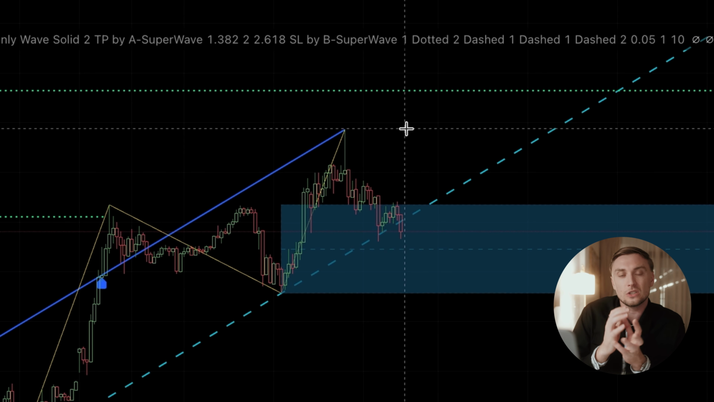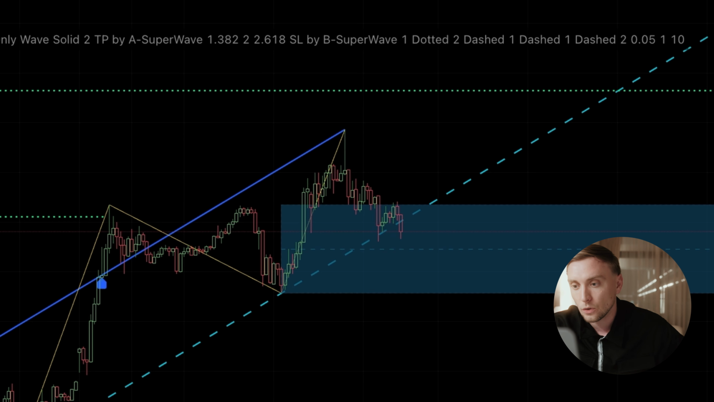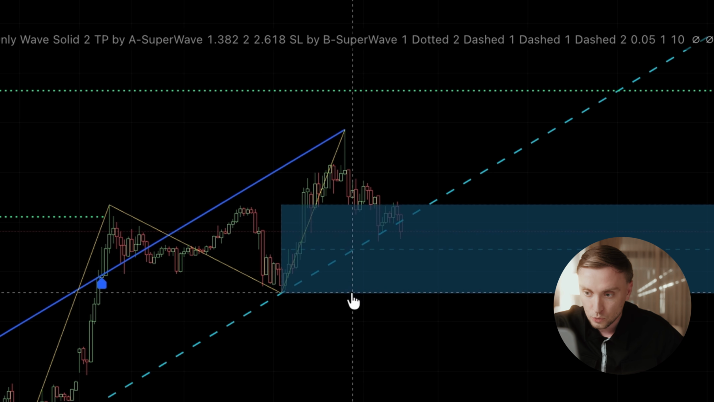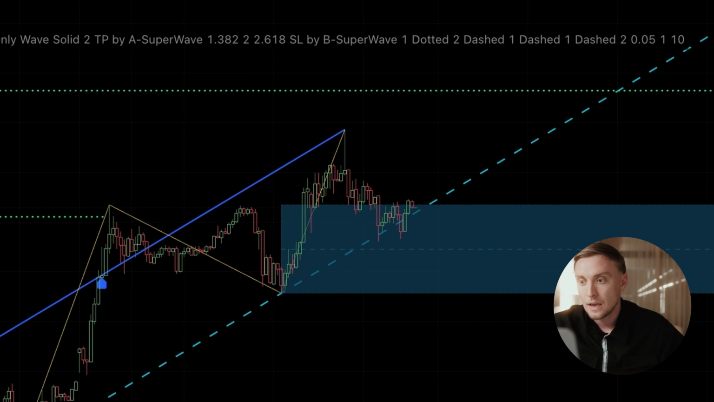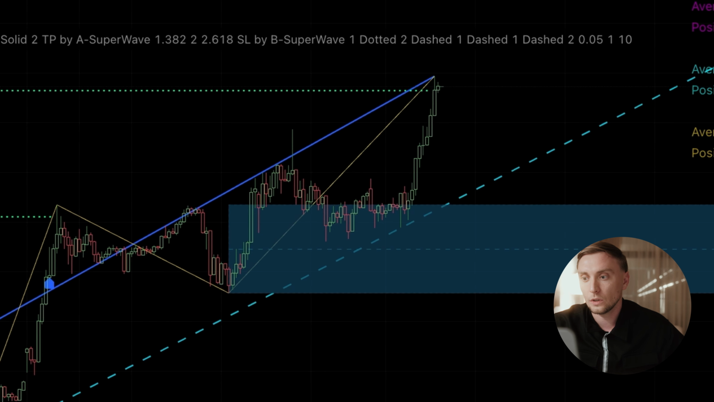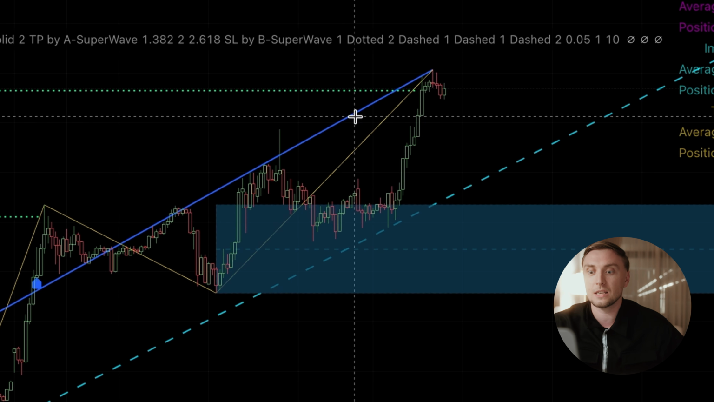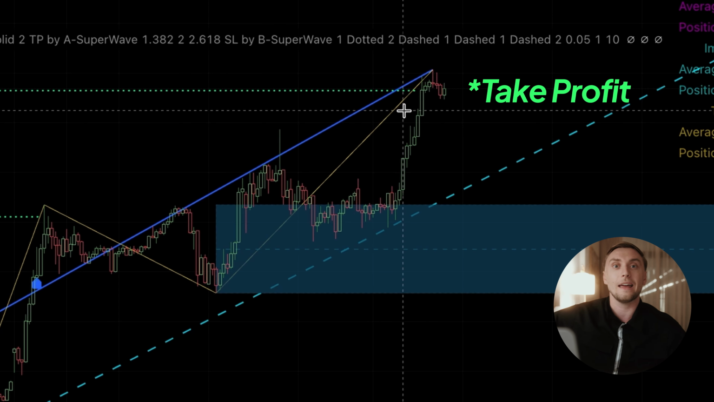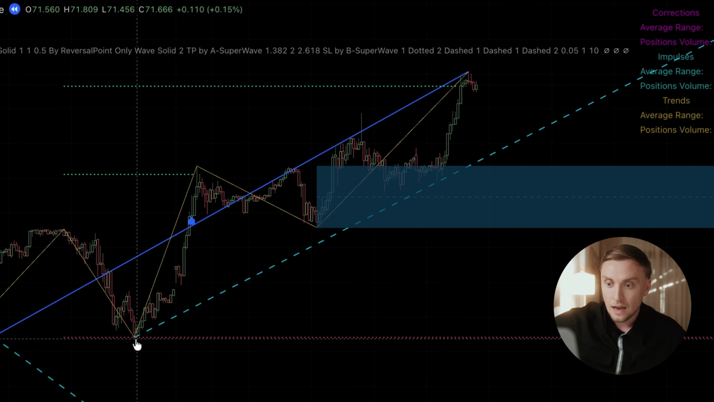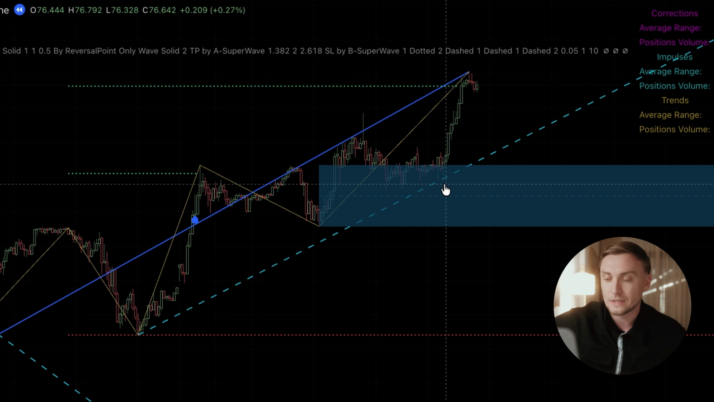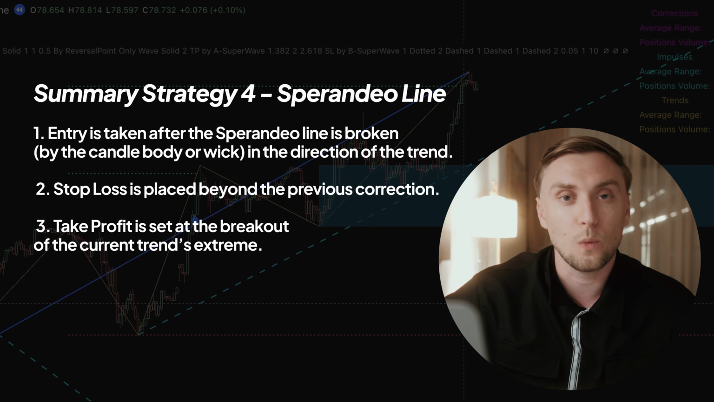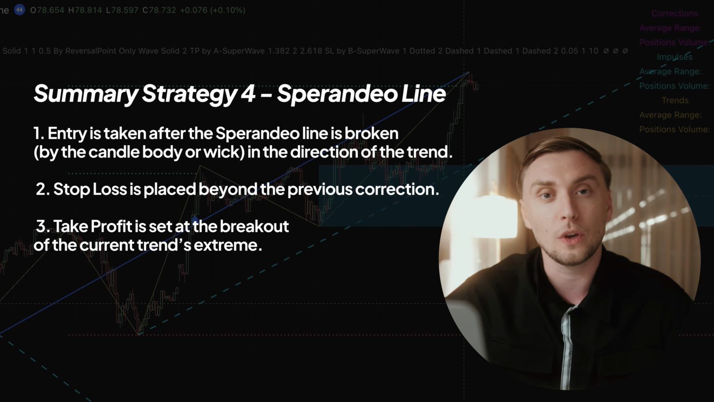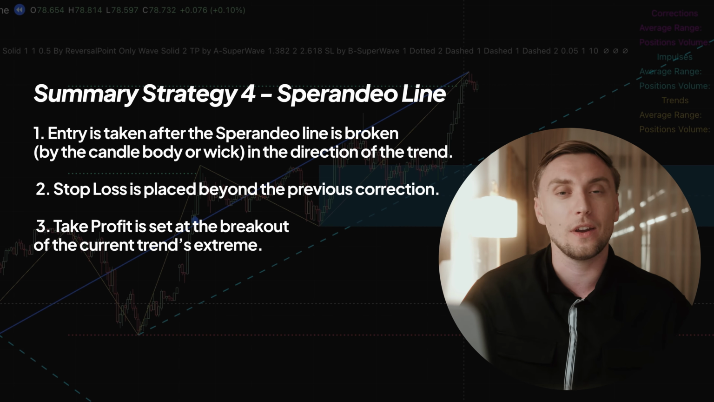This kind of strategy allows us to do some short scalping. The stop loss we put at the low of the previous correction, and let's see exactly what is going on. This position was successfully closed by the stop loss, and after that, as you can see, our Sperandeo line was rebuilt again based on the three rules that I told you before. So this is, guys, one more strategy you can use for your personal trading and to make money.